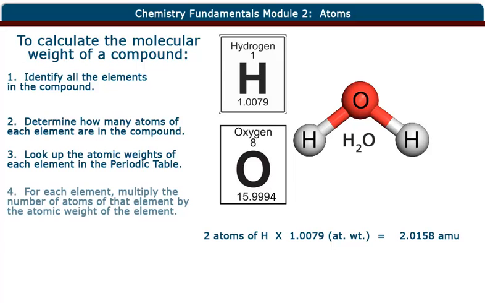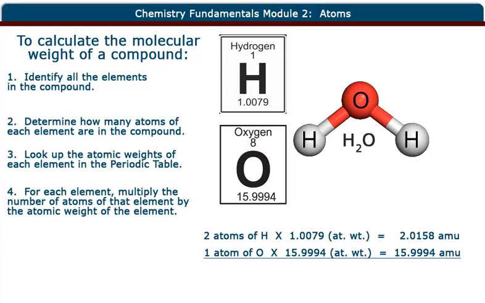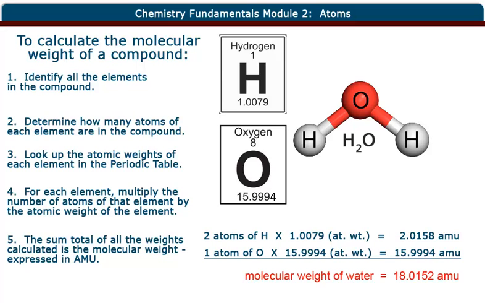For each element, multiply the number of atoms of that element by the atomic weight of the element. The sum total of all the weights calculated is the molecular weight, expressed in AMU.